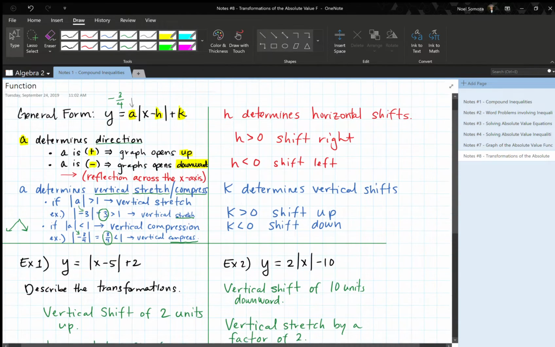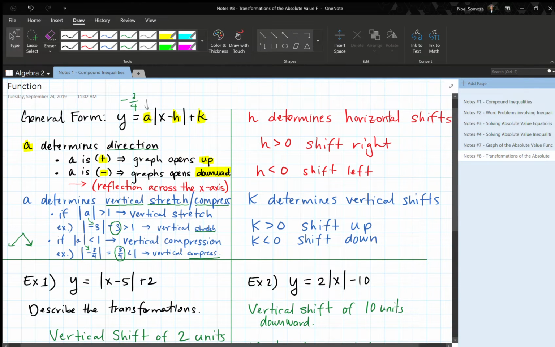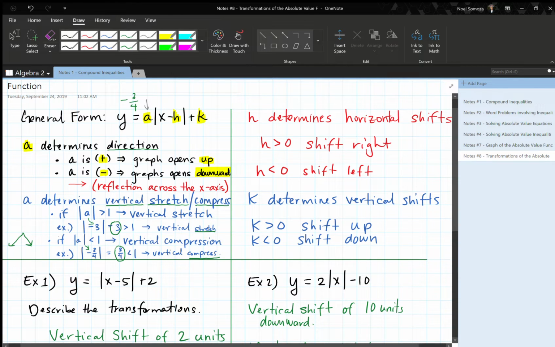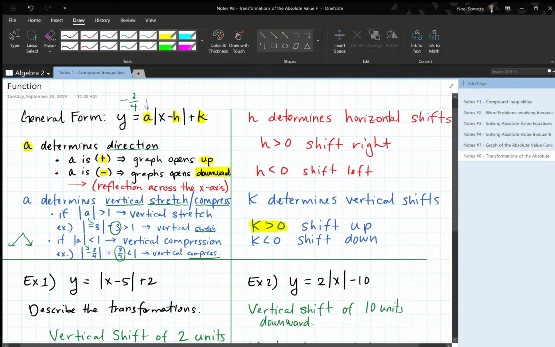All right, the rest over here is pretty straightforward. Let's start with k first because that's a little bit simpler to understand. k determines vertical shifts. So if k is greater than 0, which means if k is positive, if you add a positive number, then it's going to shift up. And if k is less than 0, if it's a negative number, then it's going to shift down. That's pretty simple, pretty straightforward.